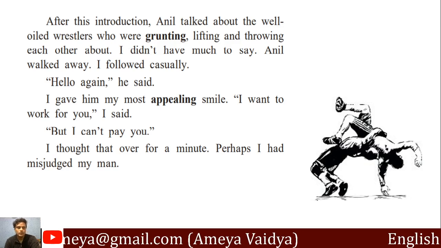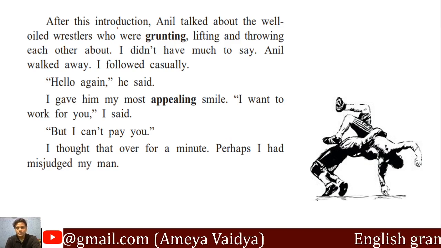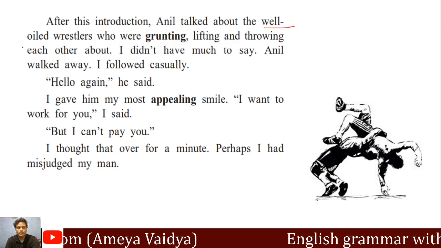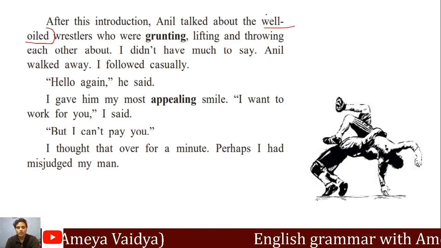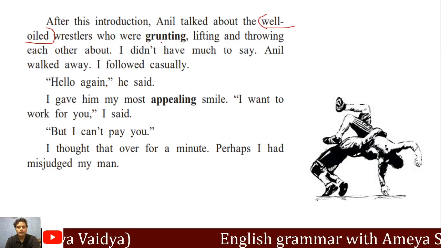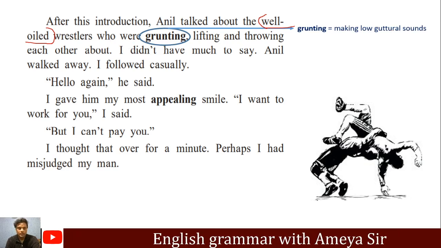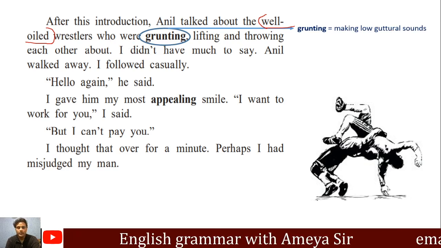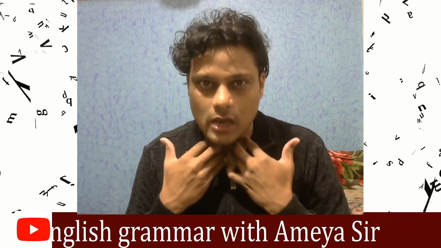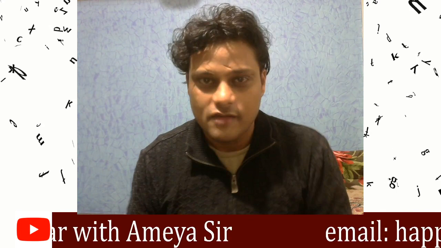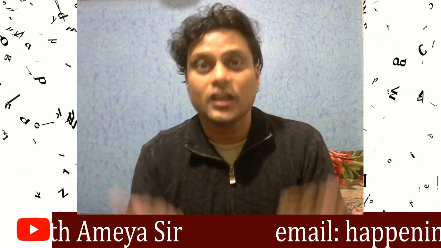Okay, the story is interesting. After this introduction, Anil talked about the well-oiled wrestlers. Here you see the compound word again, the hyphen word, okay? Well-oiled wrestlers who were grunting. What is the meaning of grunting, guys? Making low guttural sounds. And by guttural sounds, I mean a very deep hoarse sound. You know, when you take efforts. By guttural, I don't mean the gutter. By guttural, I mean a very deep voice. Whenever you take efforts, imagine you're pulling or lifting a heavy object.